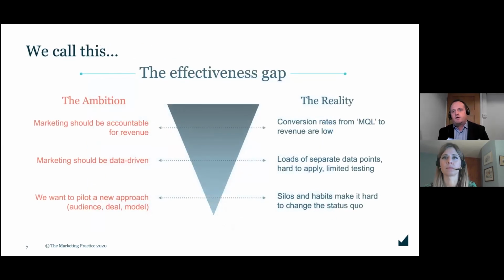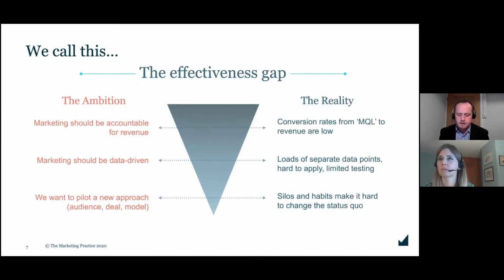And at TMP, we see this, or call it, the effectiveness gap. We see it a lot across the industry as a whole. There's ambition that's put on marketing that is really justifiable, but the reality doesn't always match up to the ambition. So, marketing should be accountable for revenue. Absolutely, that's a good ambition to have.